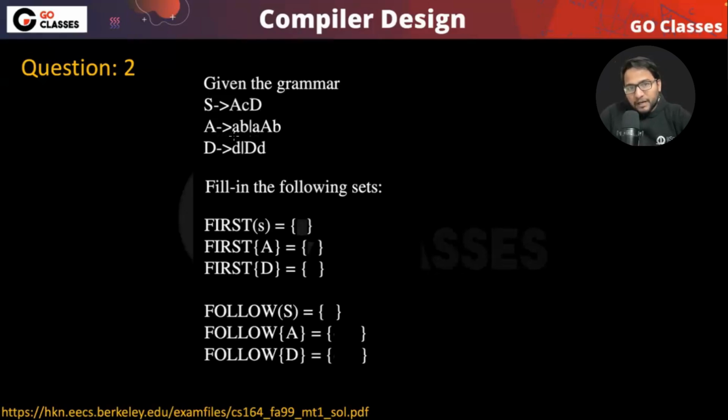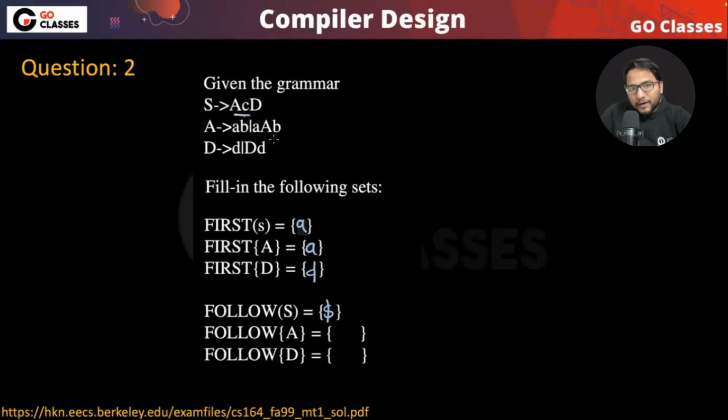See, the first of capital A will be small a only. First of capital S will be small a only, whatever is the first of capital A. And first of capital D will be small d, only small d. Now, can you tell me the follow of capital S? Since capital S is not coming anywhere on the right hand side, can you tell me what the follow is? The follow will be dollar only.